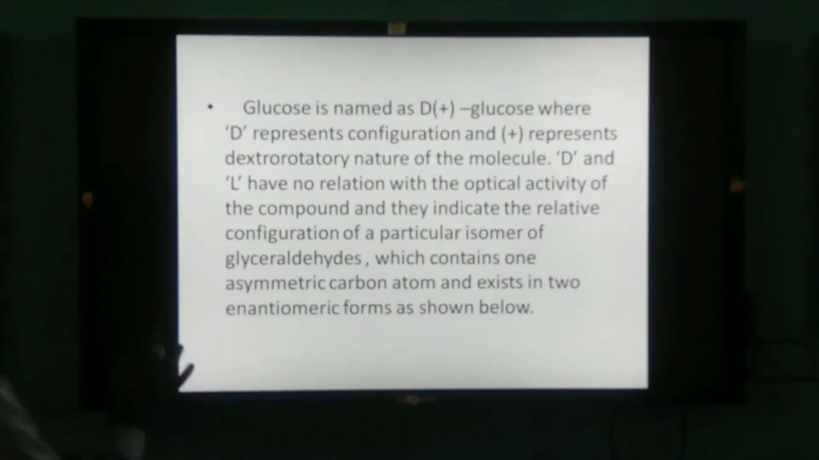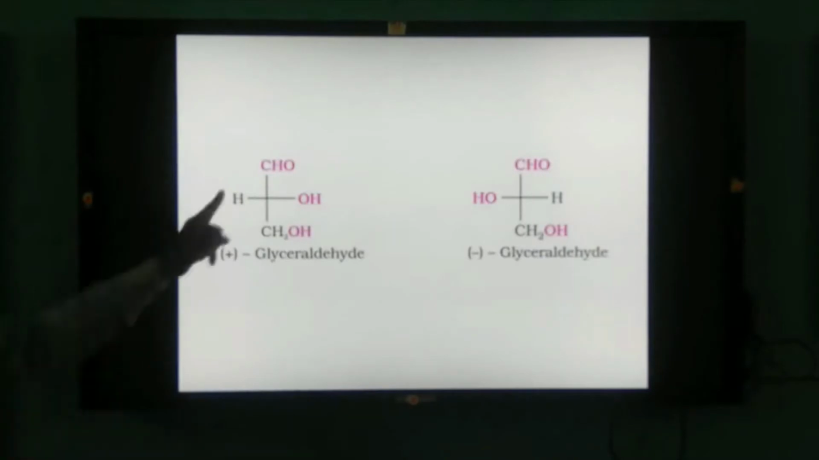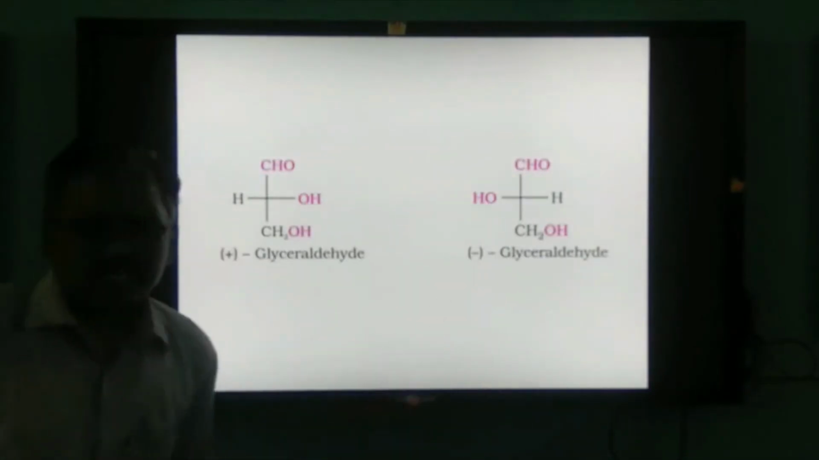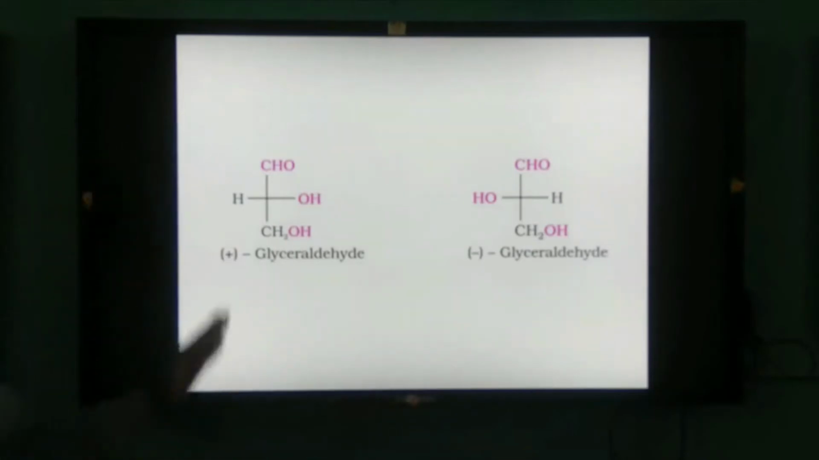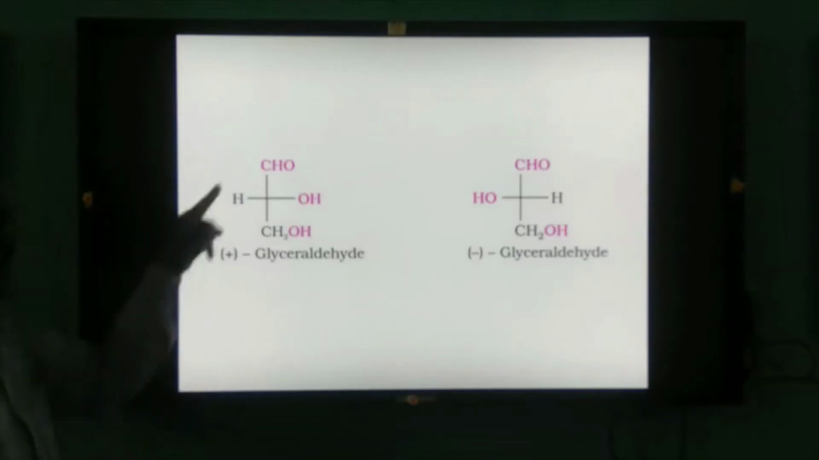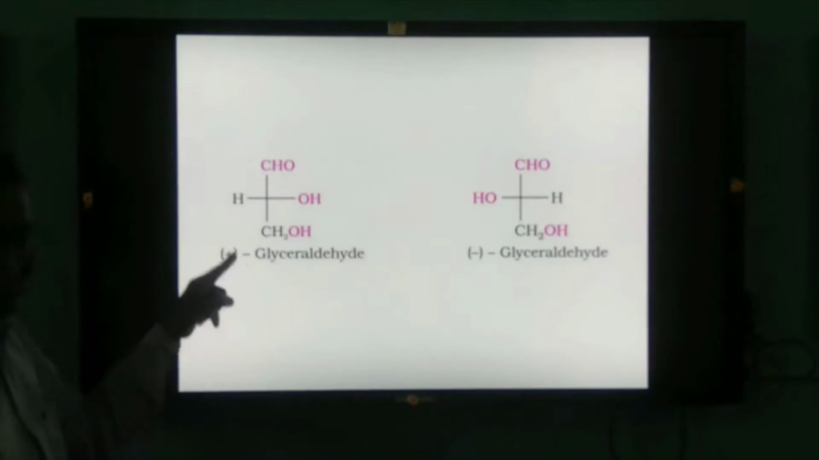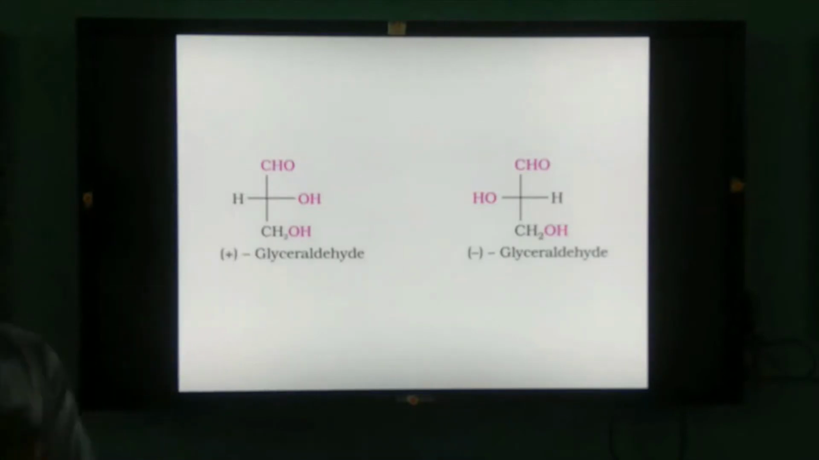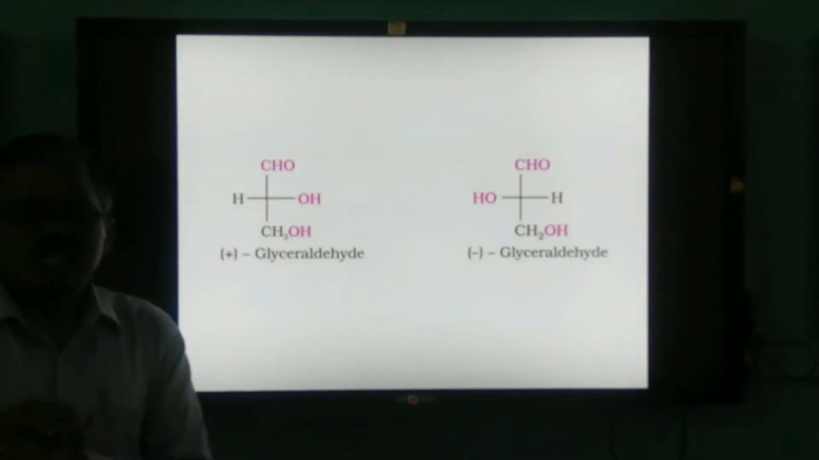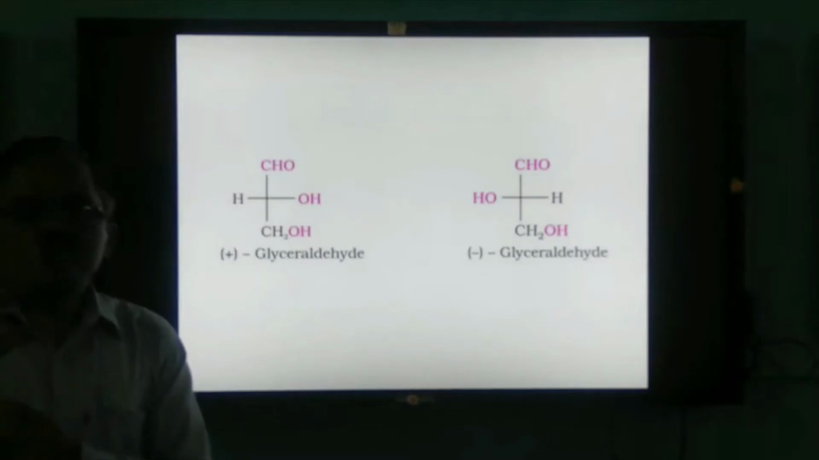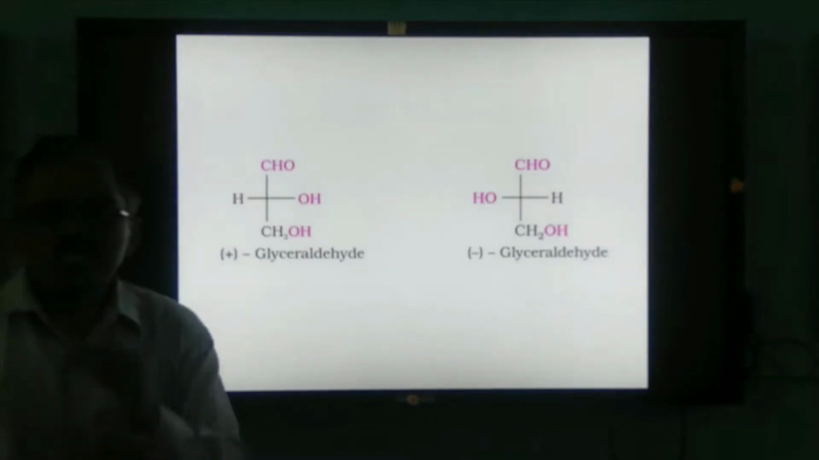Now we will come to glyceraldehyde. Yes, you see, this is plus glyceraldehyde, this is minus glyceraldehyde. Glyceraldehyde has 3 carbons. Out of that, one aldehyde group and 2 OH groups. The middle carbon is an asymmetric carbon. What is an asymmetric carbon? The carbon which is surrounded by 4 different groups. You know, the valency of carbon is 4.